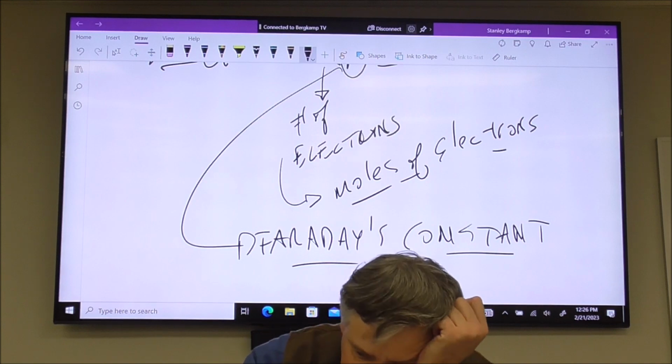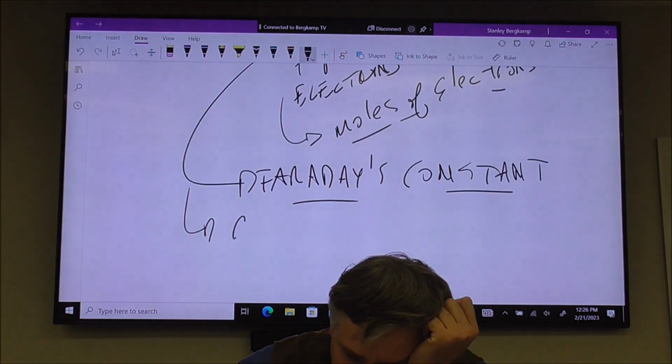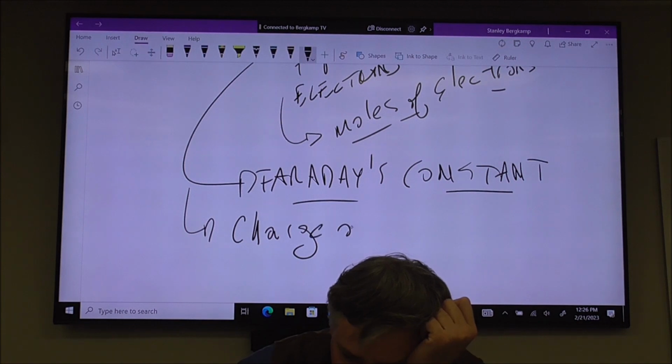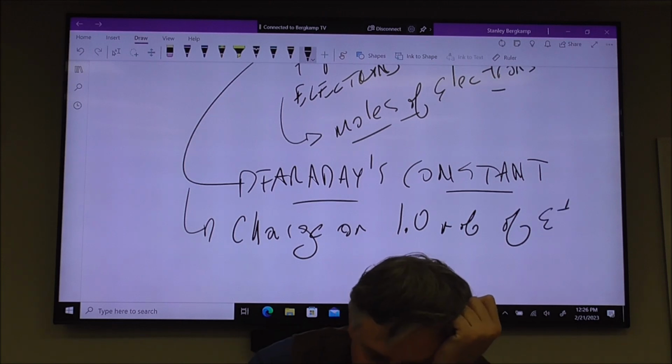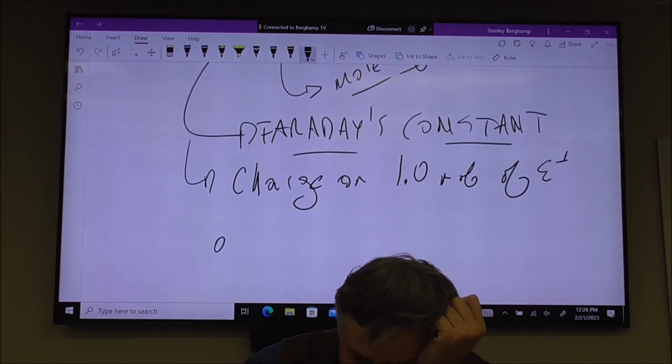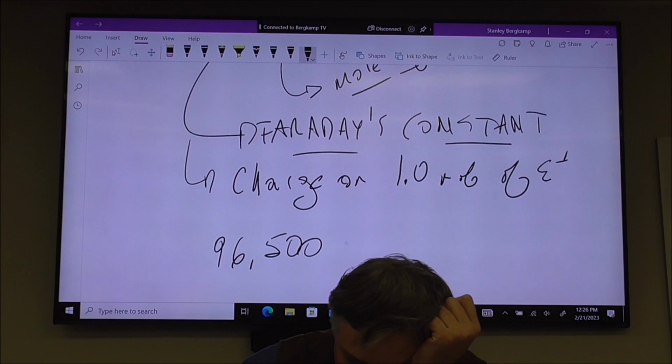So Faraday's constant is the amount of charge on 1 mole of electrons. And that has a value of 96,500, and this will make sense later, joules per mole.